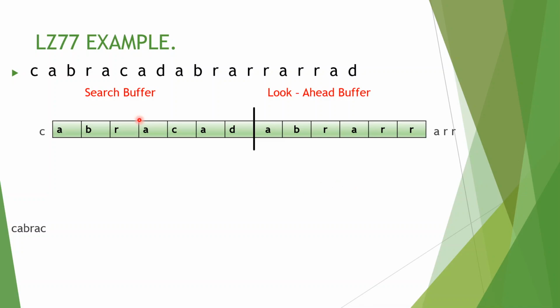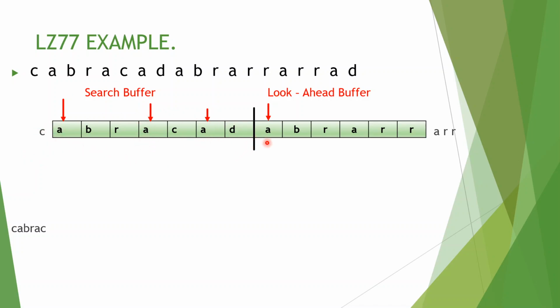This is our look ahead buffer and this is our search buffer. Now point out the symbol A and search for a match of A in the search buffer. In that, the first A is here, the second A is here, and the third A is here. Here in the search buffer we found 3 matches of the A symbol.